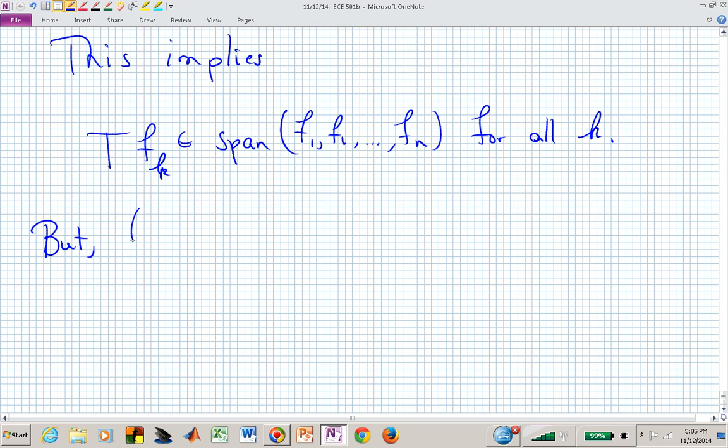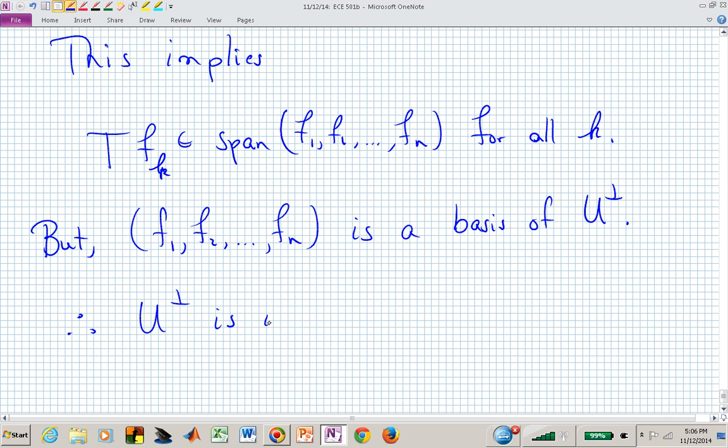But we actually know that the list of basis vectors that we use to extend the original subspace's orthonormal vectors E1 through EM to make it all of V is actually a basis of the orthogonal complement to our original subspace U. And now we know that T operating on any vector in U perp remains in U perp, so that now U perp is invariant under T.